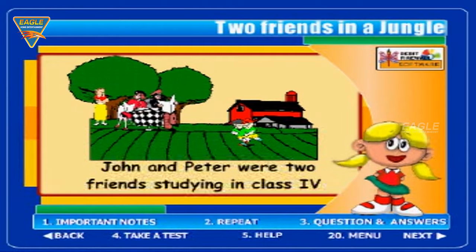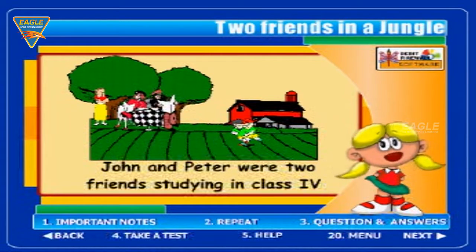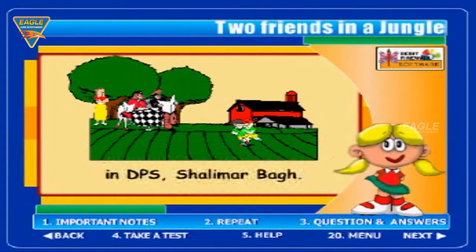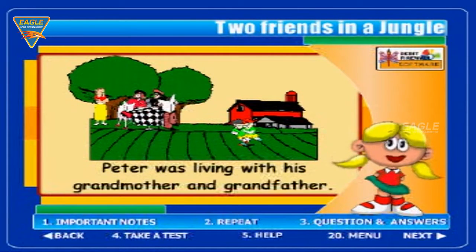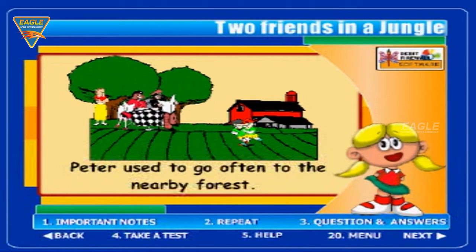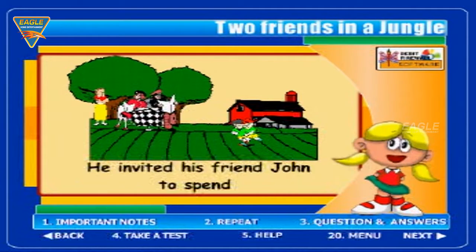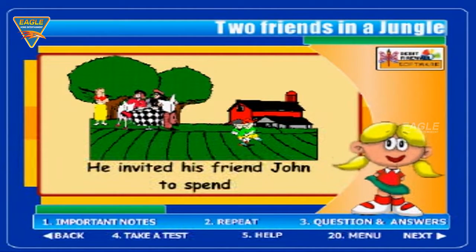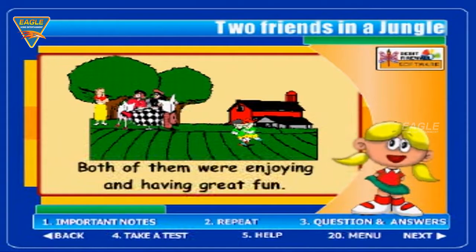Friends in a jungle. John and Peter were two friends studying in class 4 in DPS Shalimar Bagh. Peter was living with his grandmother and grandfather. Peter used to go often to the nearby forest. He invited his friend John to spend the summer vacations in his village, Kangra. Both of them were enjoying and having great fun.